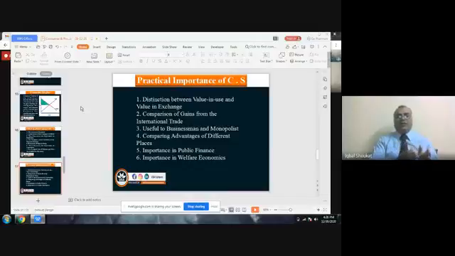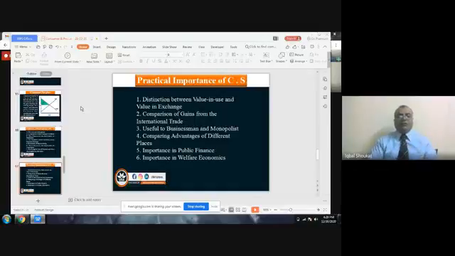Then comparing advantages of different prices regarding the consumer surplus, we have to compare the prices of different products, from where we are getting more advantage and from where we are getting lesser advantage, we can calculate that. Then it is very important in public finance. In public finance, we can easily calculate the importance of the money which is being left with us and how we can spend that and what sort of return we can have from that.